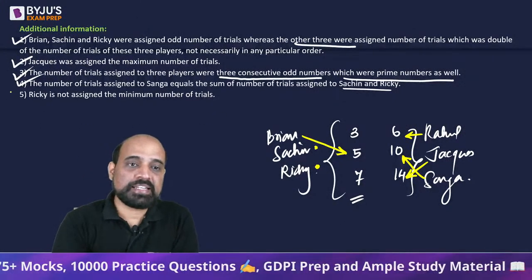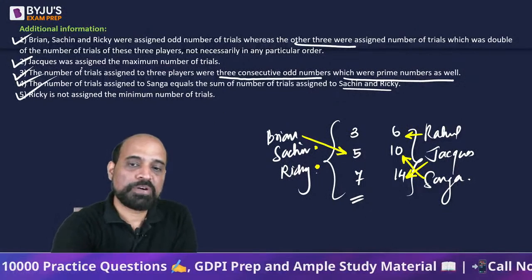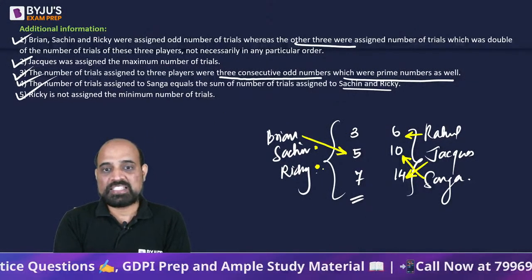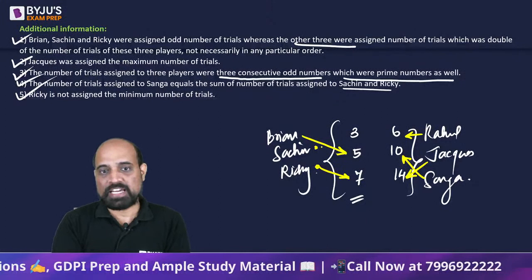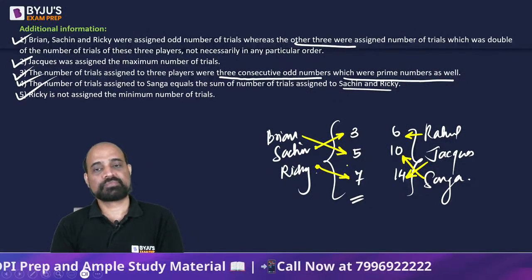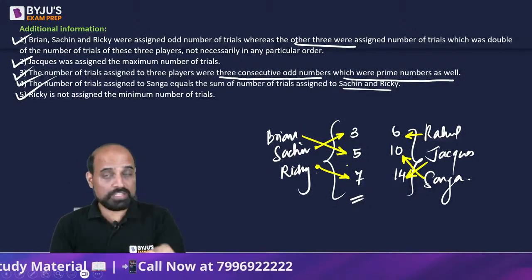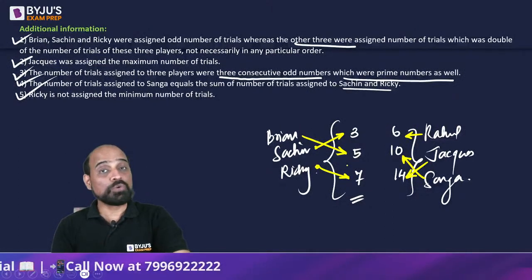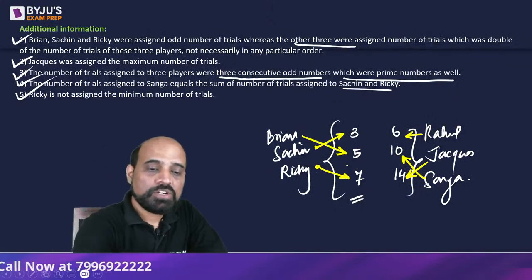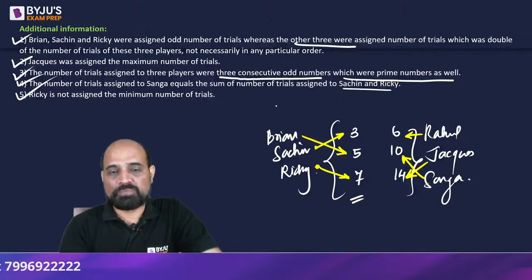Next statement says Ricky is not assigned minimum number of trials. So if Ricky doesn't get 3, that means Ricky gets 7. That means Sachin gets 3. So किसके चिट पे कौन सा नंबर लिखा हुआ है? We now know. Right? So I will rewrite down these numbers.